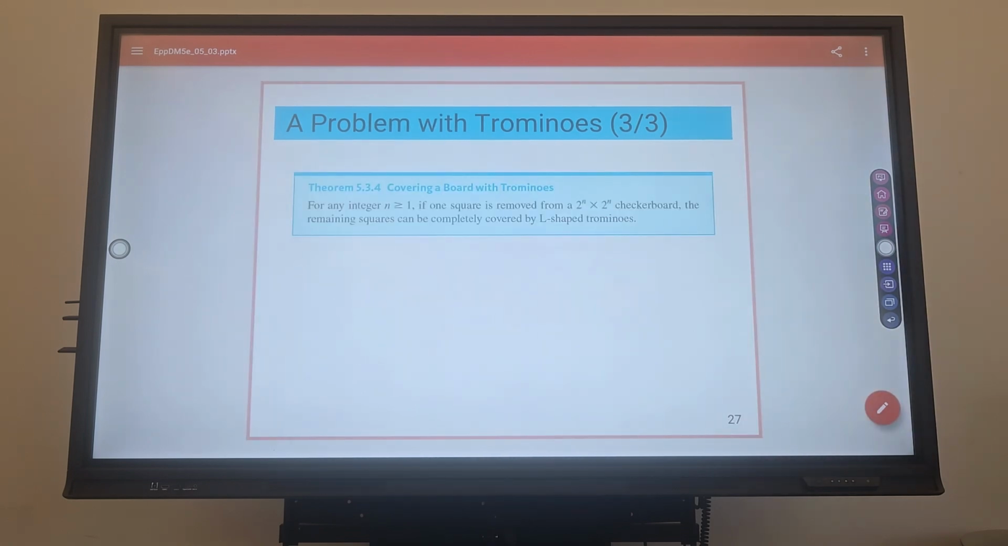Now, for any integer n greater than 1, if 1 square is removed from a 2 to the n by 2 to the n checkerboard, the remaining squares can be completely covered by L-shaped tromonos. And that'd be it for that section.